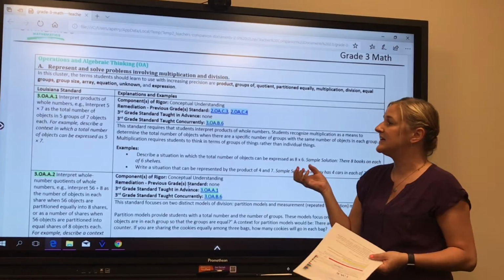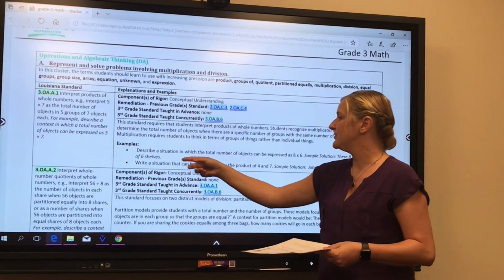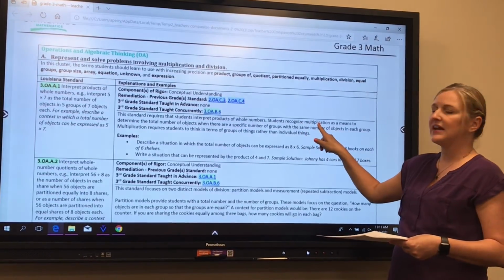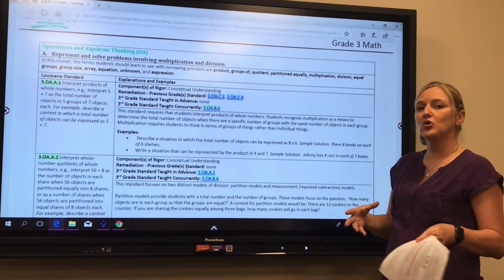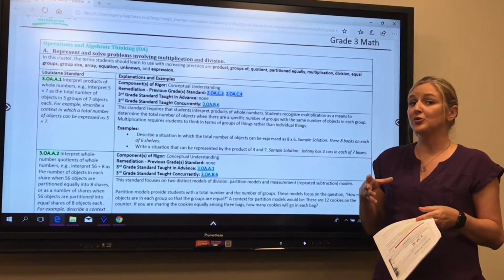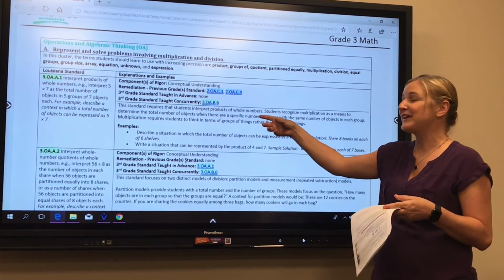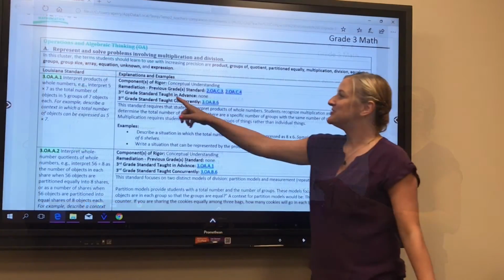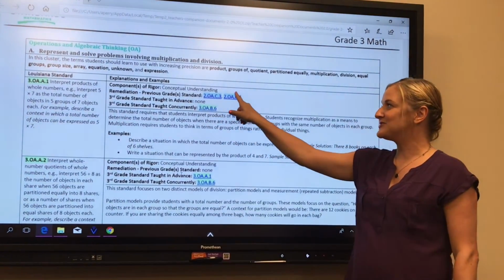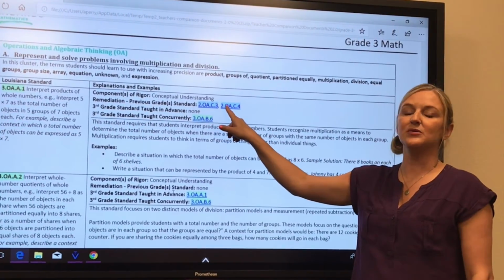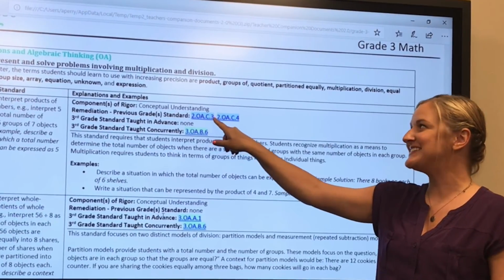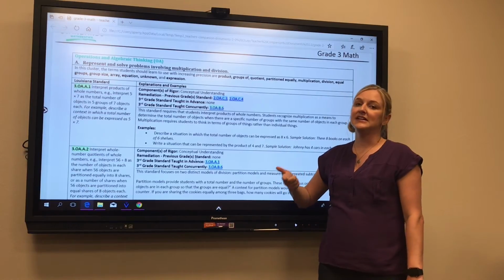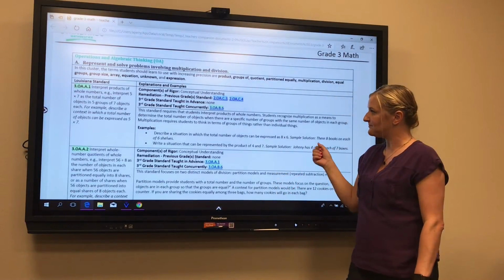So when I think about the key learning, I read through this area, and students begin to recognize multiplication as a means to determine a total number of objects that are in a group or a specific number of groups. So it goes back to that repeated addition, which is what prerequisite skills are needed. If I clicked on these links, it would take me to 2.OA.C.3 and 2.OA.C.4, which talk about repeated addition and even and odd numbers within groups.